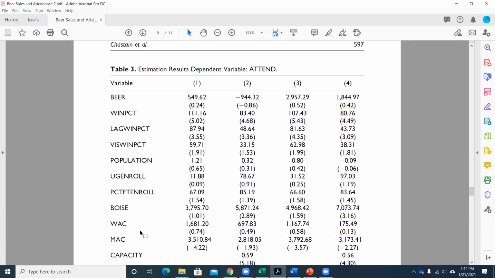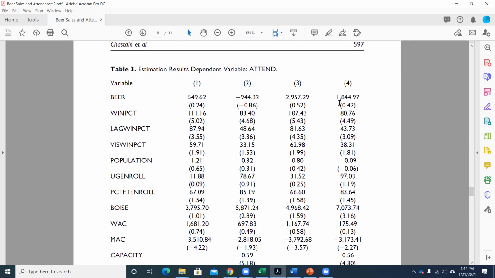Holding everything else constant. So when we include these other variables, what we're really saying is two teams with the same win percentage, the same win percentage the year before, the same population of the city, the same undergraduate enrollment. They're both in the WAC. They both have the same stadium capacity, holding all the other things constant, but one of them makes beer sales available. We would expect their attendance goes up by 1,800.